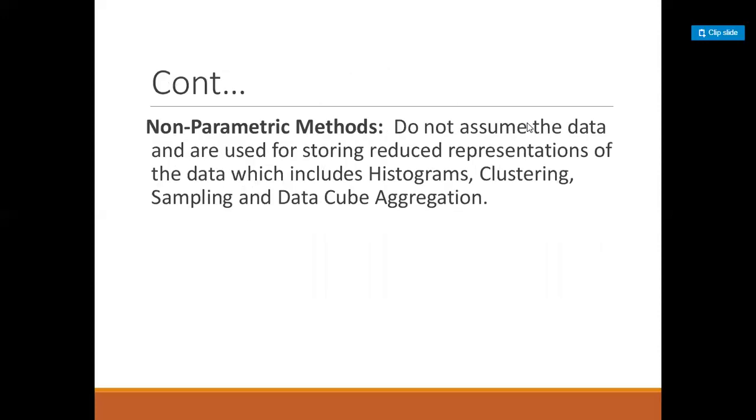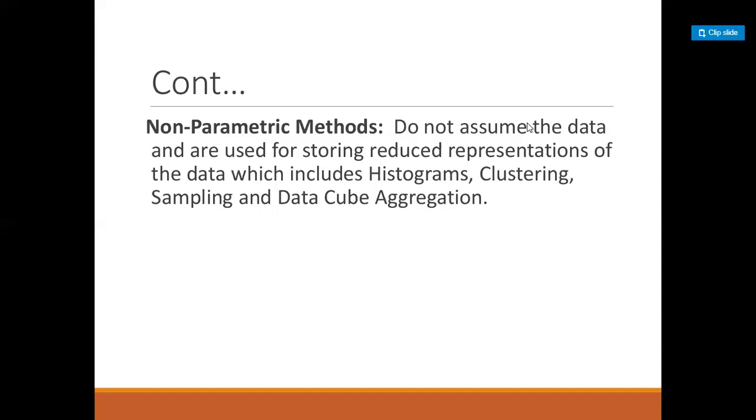Next, the non-parametric methods. These do not assume a model for the data and are used for storing reduced representations of the data, which include histogram, clustering, sampling, and data cube aggregation. In these techniques, we use compressed data representation methods like histograms, clustering, and data cubes, which can store multi-dimensional data in a very small amount of compact space. In this way, we can reduce the volume of the data significantly. By using multi-dimensional data in a data cube, we can reduce the size significantly rather than storing it in a snowflake or star schema like structure.